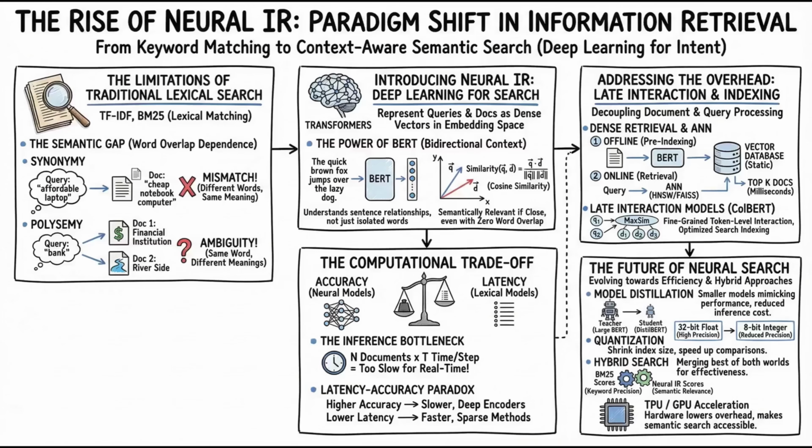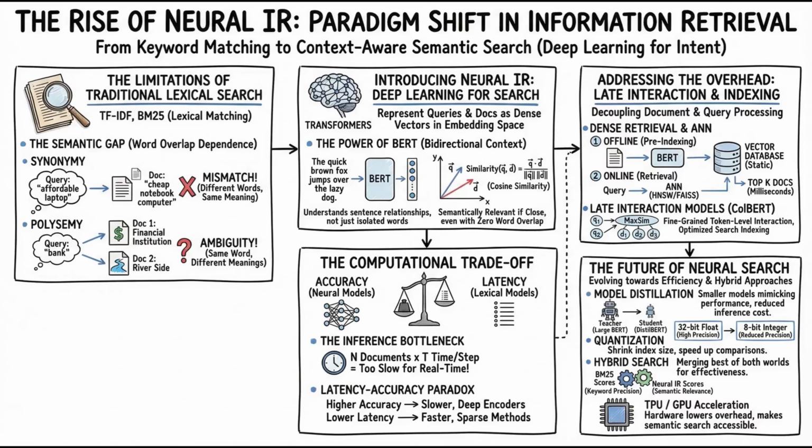Welcome to our deep dive into the world of neural information retrieval. Today we're exploring the evolution of search, moving beyond simple keywords to the cutting-edge power of AI. We'll start by uncovering the limitations of traditional search before diving into how deep learning is transforming the field. You'll learn how to balance computational costs, discover clever strategies like late interaction to boost efficiency, and get a glimpse into the future of semantic search. Get ready to master the technology that is fundamentally changing how we find information.